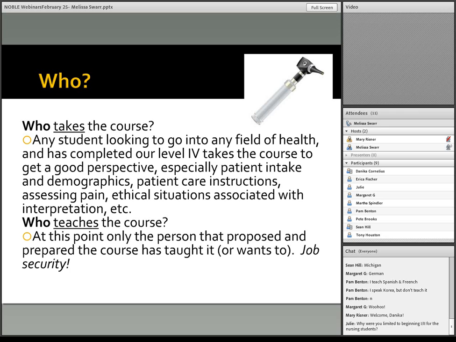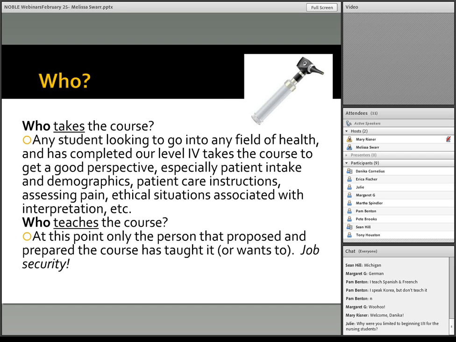Who teaches the course at this point, I can tell you, there has been no one else to volunteer, because, as you all know, teaching anything new is quite cumbersome, especially at the beginning. And so it's offered me a bit of job security because I proposed it, I designed it, I made the book, and so I'm teaching it. No one has said I would like to teach that ever.